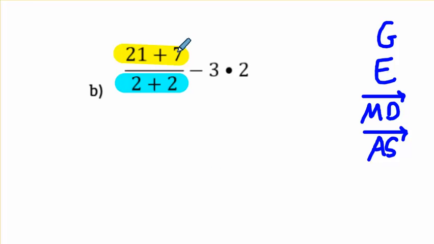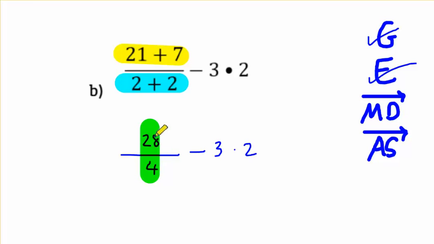So 21 plus 7 is going to be 28. So that's our top number. We have our division bar, and then 2 plus 2 is 4. So we wind up with 28 over 4, and then we can bring down the rest, minus 3 times 2. Okay, so we've taken care of our groupings. We look for exponents, and we don't have any, so we can just check that step off. Now we're going to do multiplication or division, whichever comes first from left to right. So the first thing that we see is division.